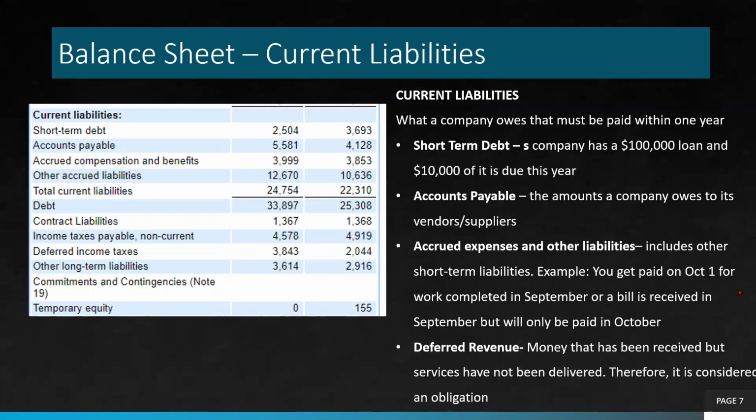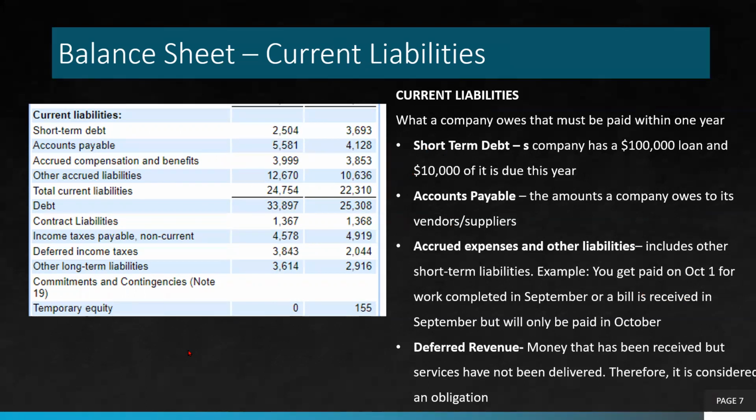So now we're going to move over to liabilities, current liabilities, and this is what a company owes that must be paid back within 1 year. So here you see short-term debt. So let's say a company took out a loan for $100,000 and 10,000 of it is due this year. So we would see 10,000 here.